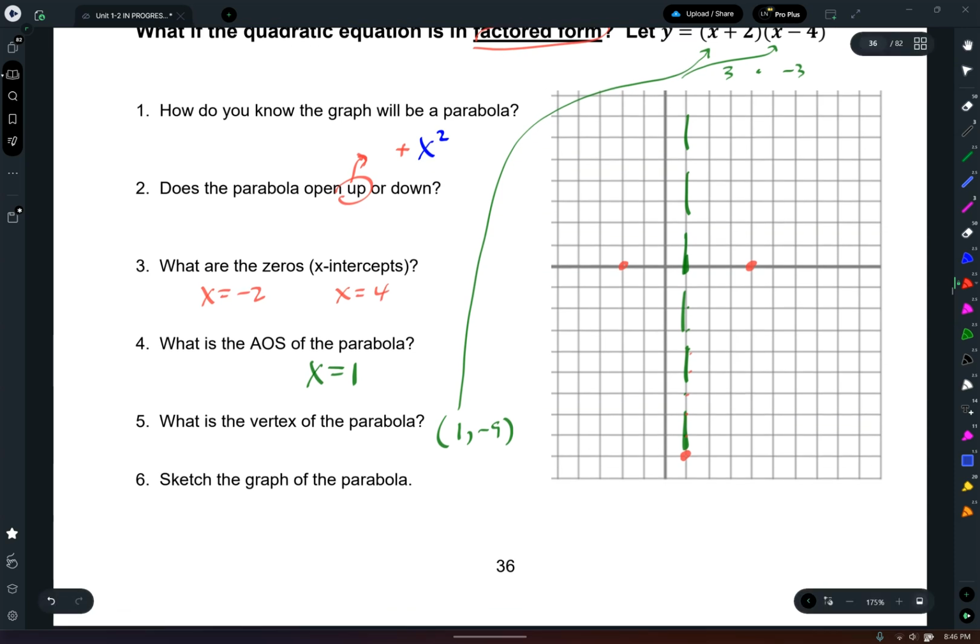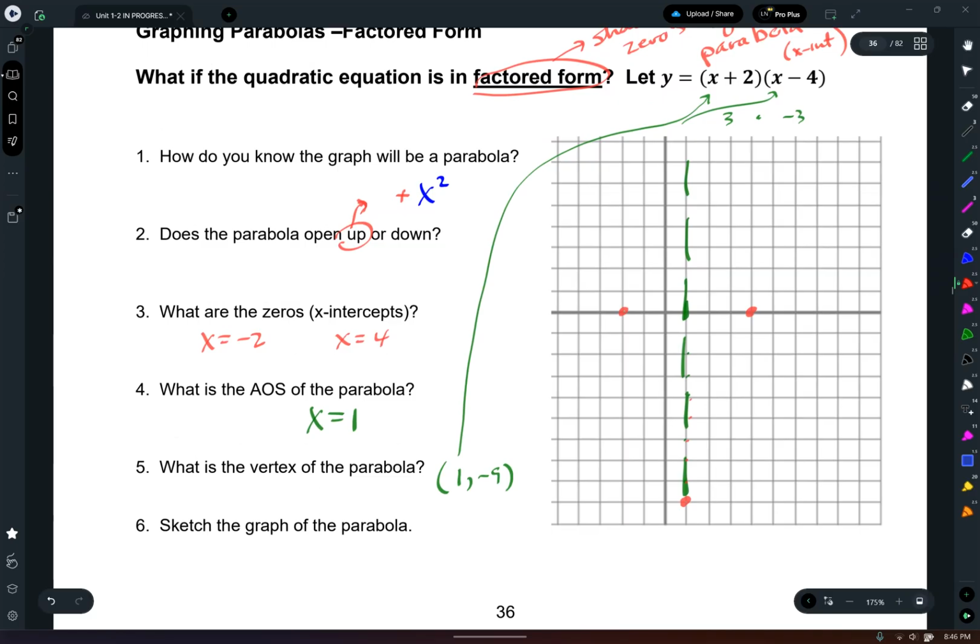And I've got enough to draw my parabola, right? I have 3 points here. I could draw my parabola something like this. Okay? So the beauty of factored form is that, yes, it first of all gives you the zeros, and then from the zeros, that can lead you to the axis of symmetry and the vertex.